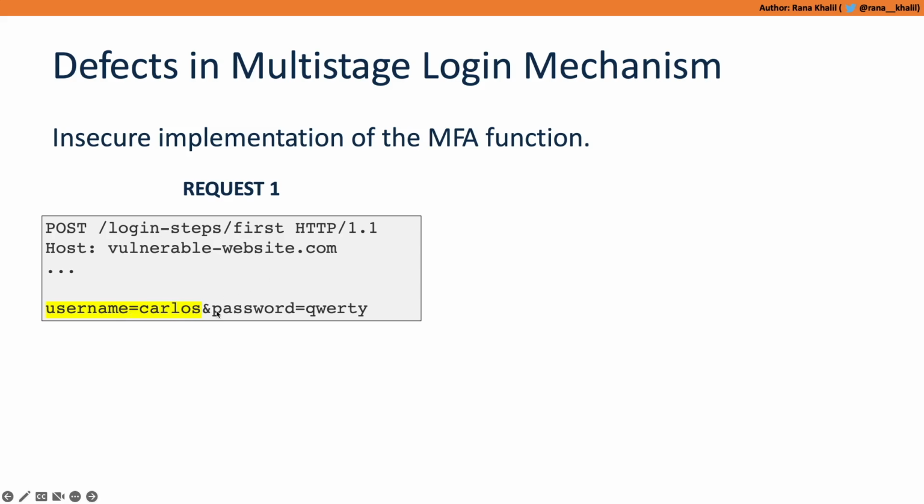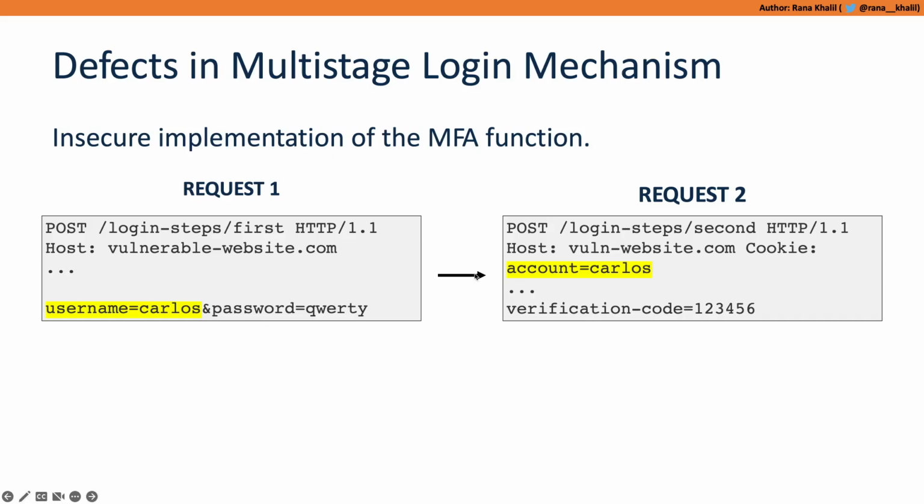It first takes in the username and the password of the user. If the username and password are correct, it prompts the user to enter the verification token. When the user enters the verification token, it sends this request to the application, so /login steps /second, and then it logs the user in. Now, the issue with this multi-factor authentication function is that one, the verification code is not tied to the user ID, and the way the application is keeping track from this request to this request, so the way it's keeping track of the session is using a cookie called account, which is equal to the user's username.